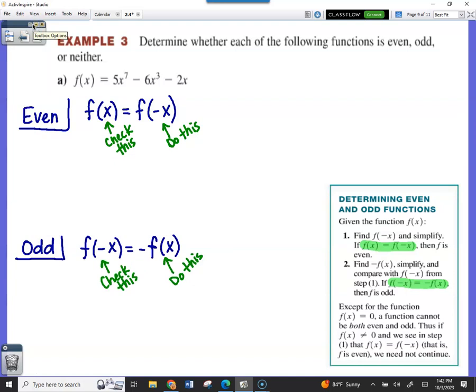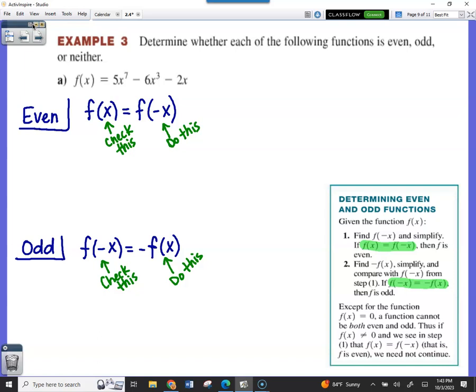Okay, I'm going to check this. This means that this function is right here: 5x to the 7th minus 6x cubed minus 2x, right? I've got my eyes on it. I'm checking it. I see it. But this is what I'm actually going to do.